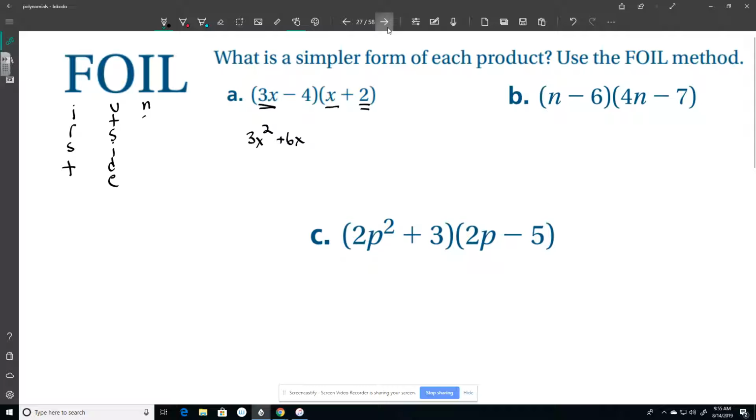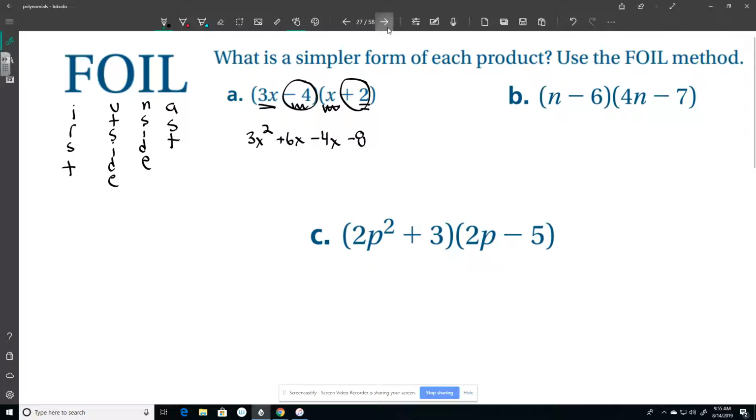Then you take the inside terms, which are these two right here. You multiply the inside. Negative 4 times x. They're the two that are on the inside of the parentheses. That becomes negative 4x. And then L stands for last. I take the negative 4 and I multiply it by the 2, the last one in each parentheses, which is negative 8.